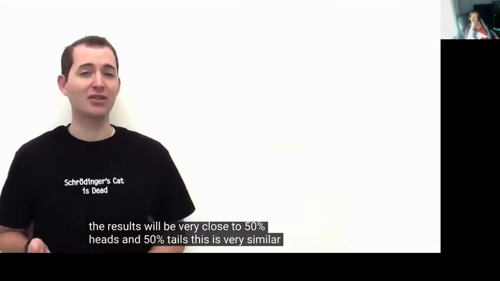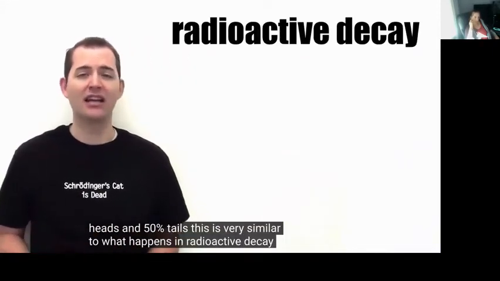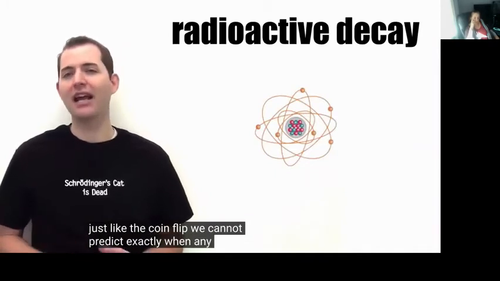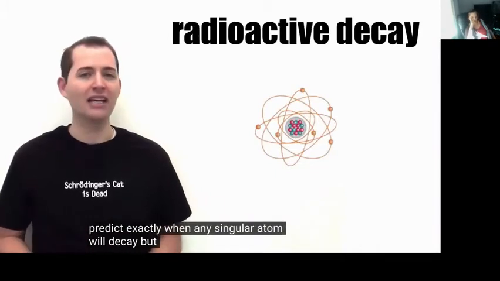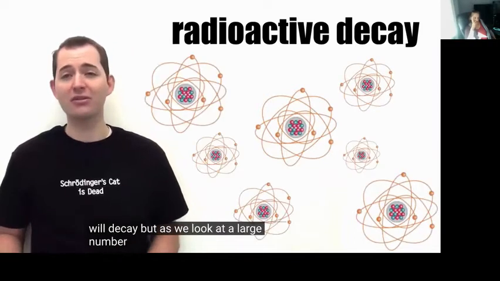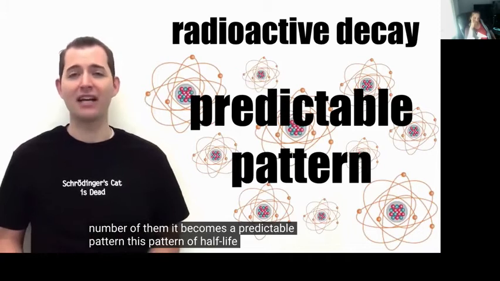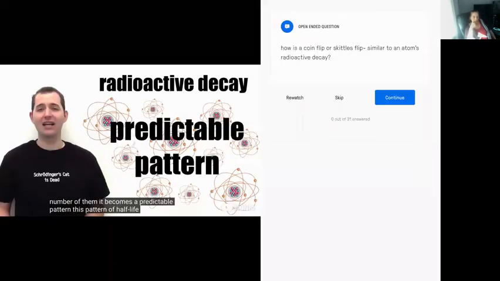This is very similar to what happens in radioactive decay. Just like the coin flip, we cannot predict exactly when any singular atom will decay, but as we look at a large number of them, it becomes a predictable pattern, this pattern of half-lives. How is a coin flip or Skittles or M&Ms, whichever thing you are going to use today, similar to an atom's radioactive decay? So why do we use these things to simulate radioactive decay?